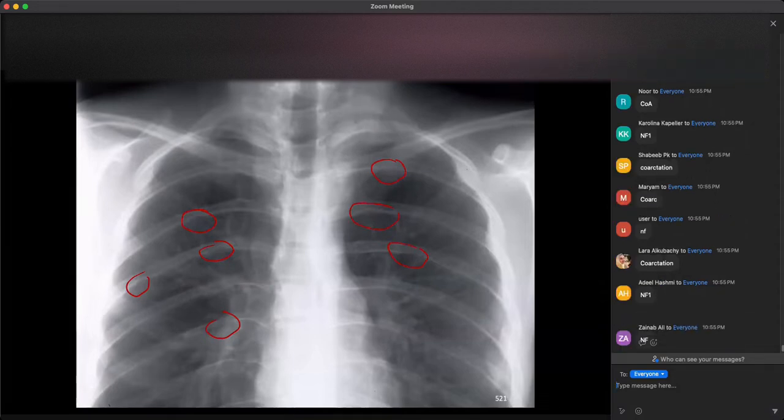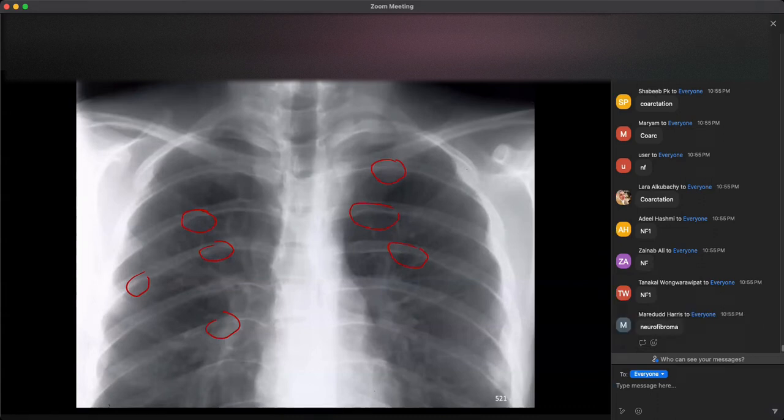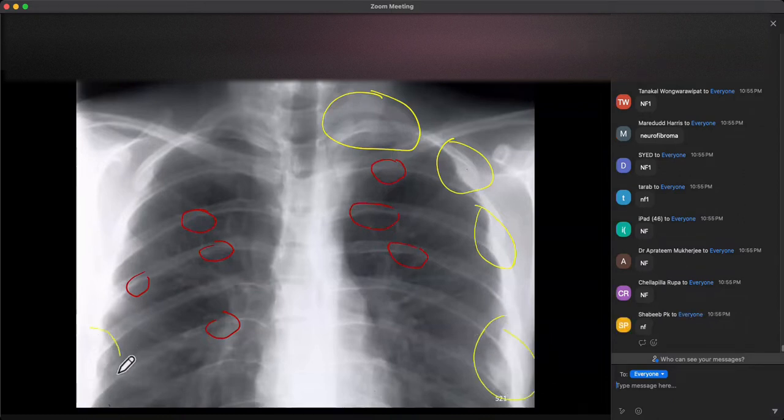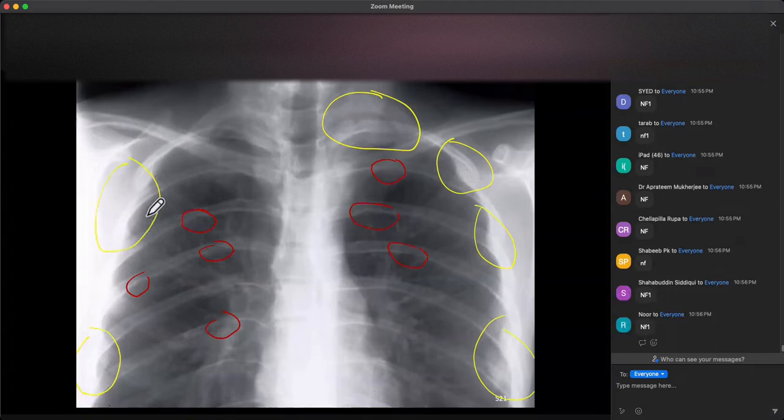So I'm going to do this in a different color. Here, here, here, here, and here, and here. So we've got neurofibromas or schwannomas, and the reason you can see them on the periphery of the film is that we're seeing the interface with the lung in profile. Whereas the rib notching, we don't see the neurofibroma because it's en face.